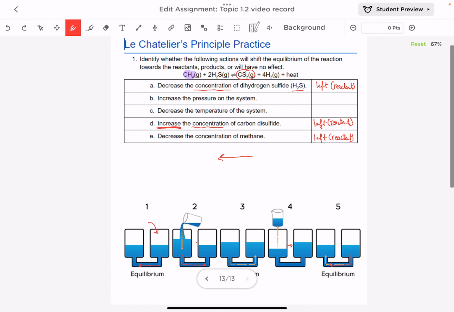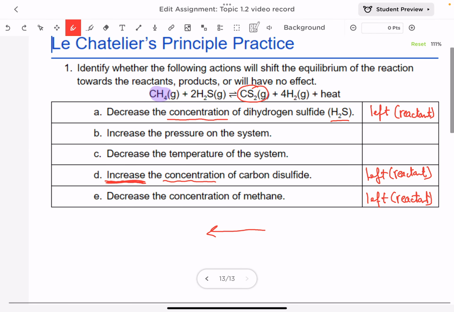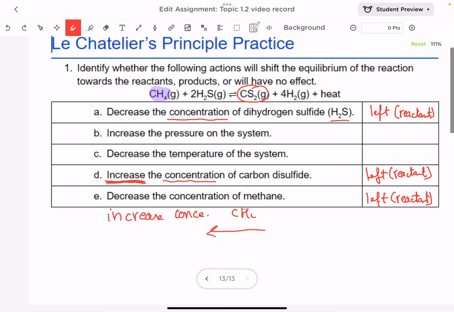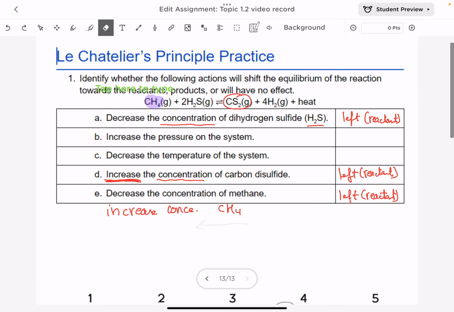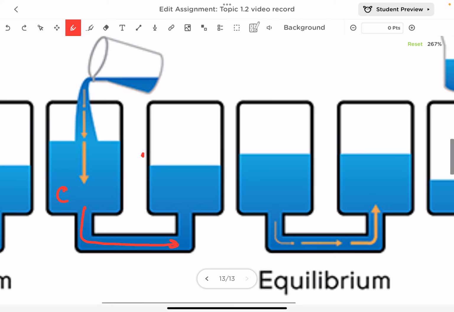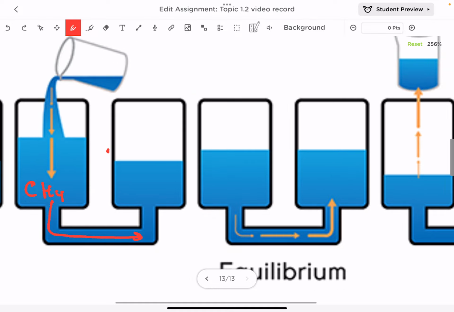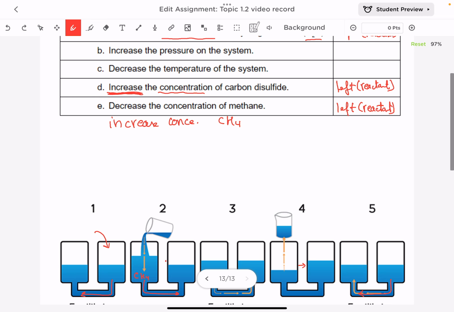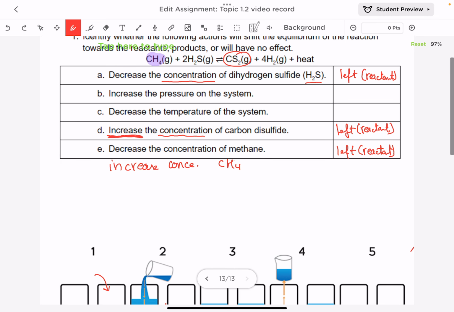Now I am going to give you an example. Let's say we have an increase in the concentration of CH4. How will the equilibrium change? Here's CH4. CH4 is on the reactant side and I increase the amount of CH4. So the water will shift in this direction. It goes toward the right in order to re-establish equilibrium. So the reaction equilibrium will go towards the product.